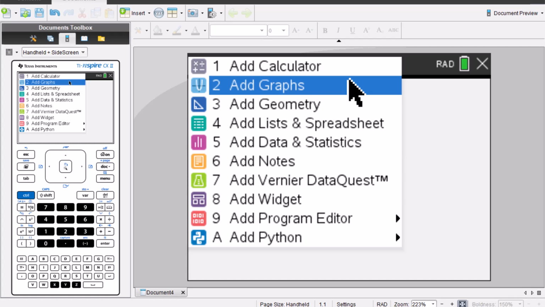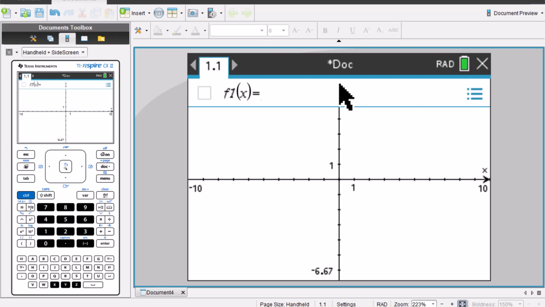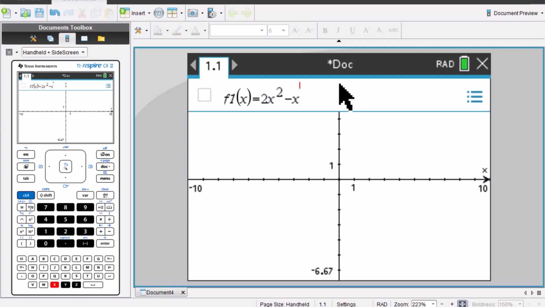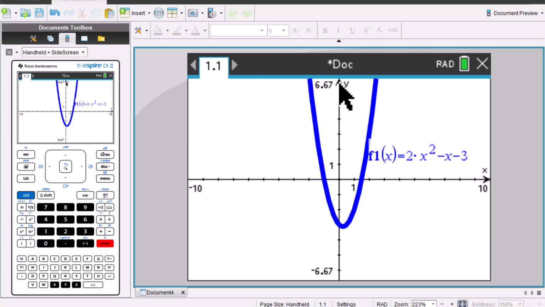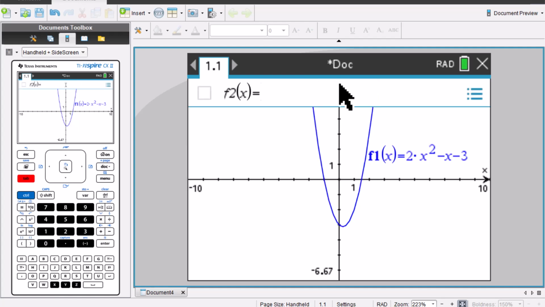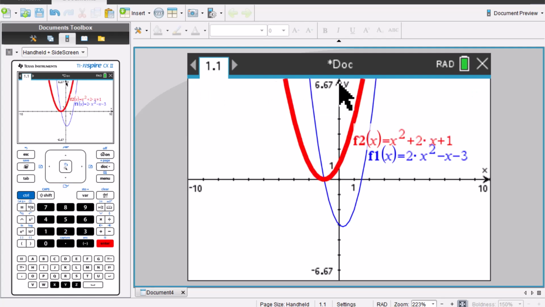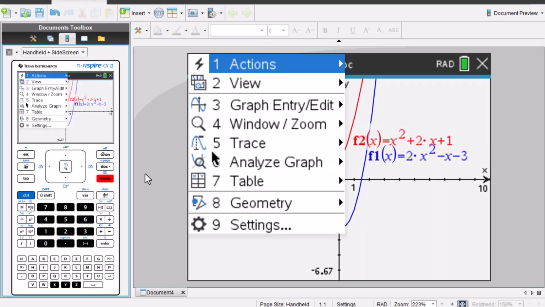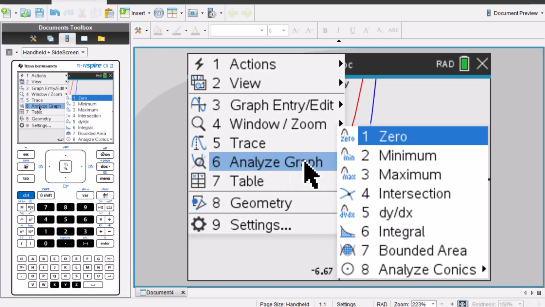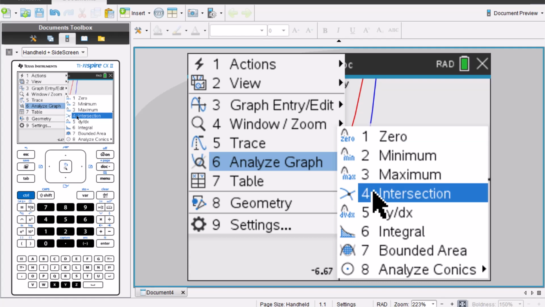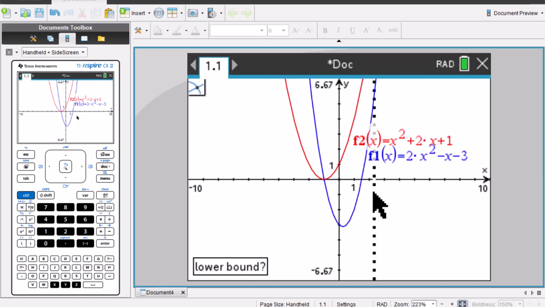So here we are in the Inspire app. I'm going to start by adding in a graph, and I'm going to type in my first equation. And then I'm going to hit tab, and then I could enter in my second equation. So now I have my two equations here, and I know that the solution is going to be my intersection point. So what I'm going to do is go to Menu, and then Analyze Graph, and then I can select my intersection tool.